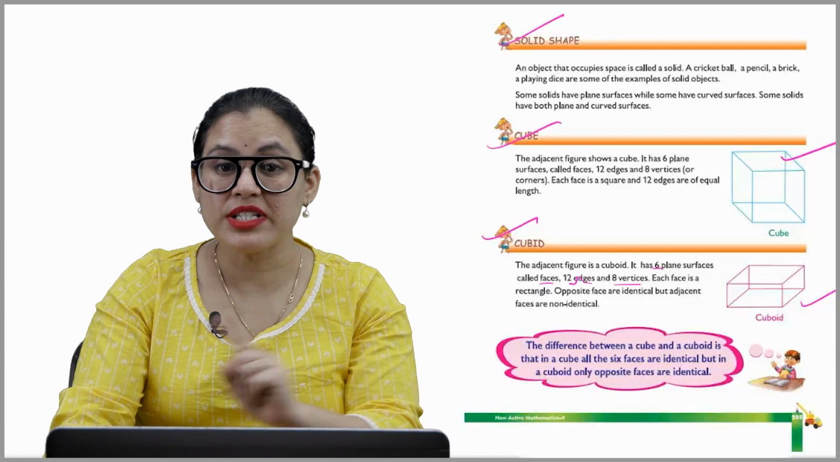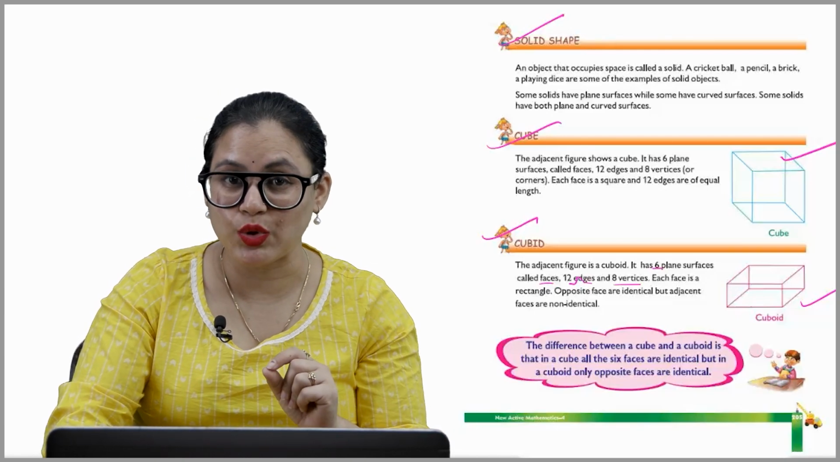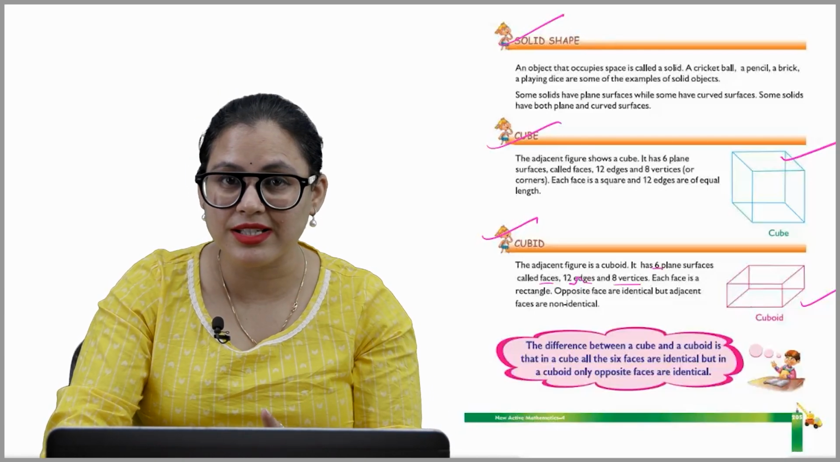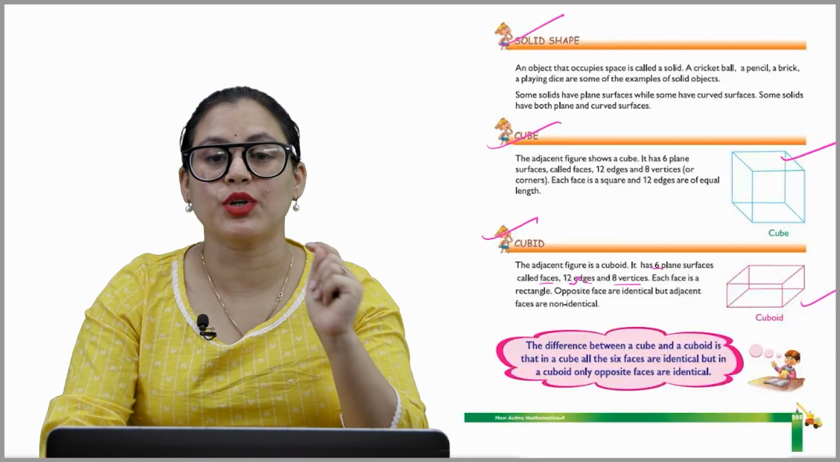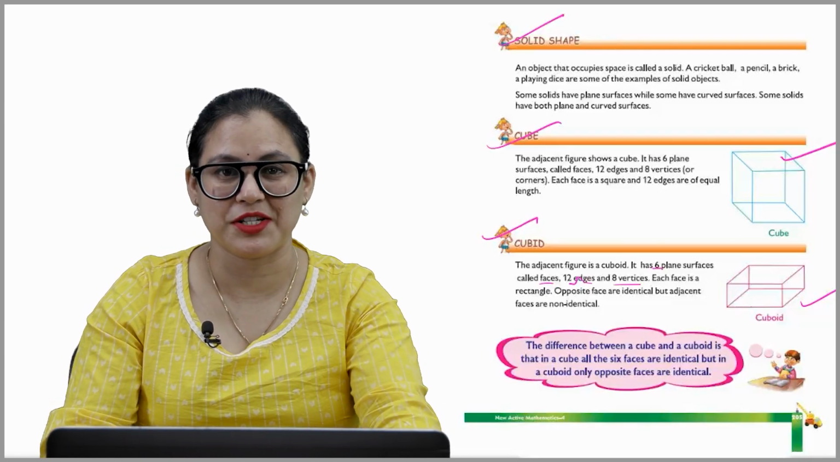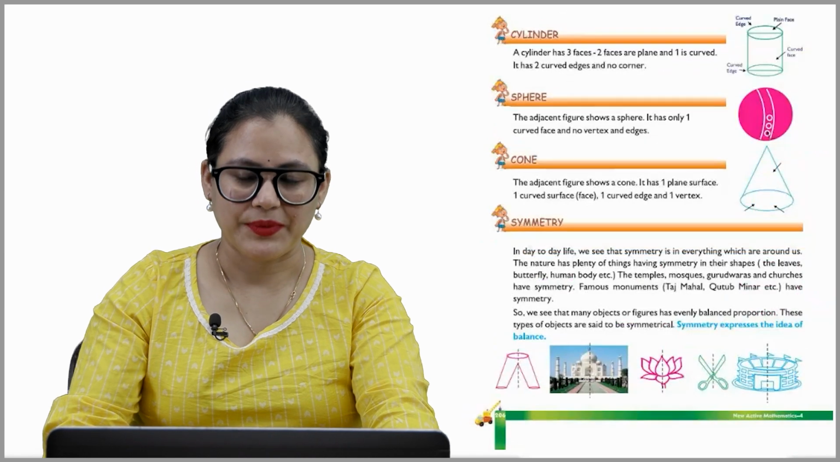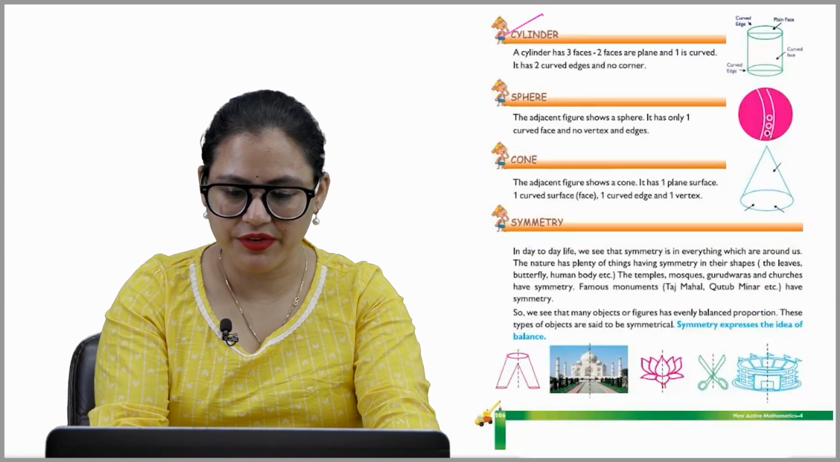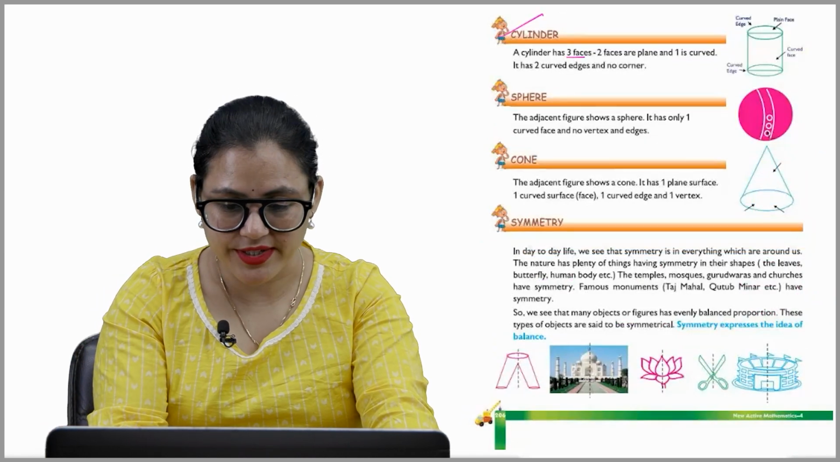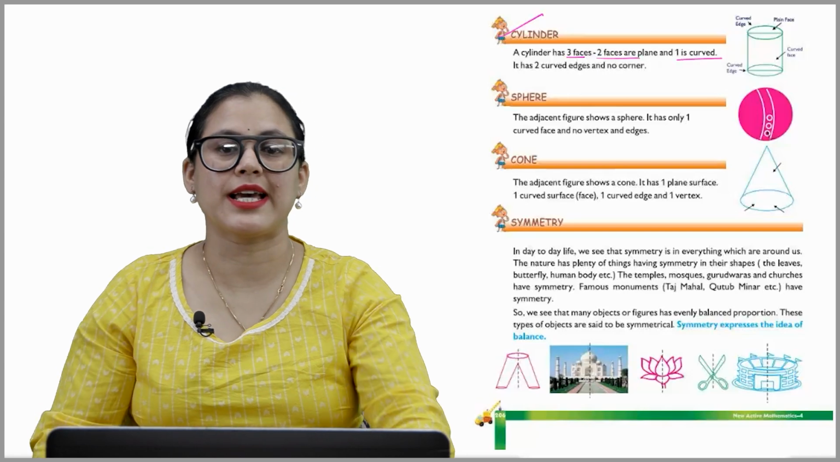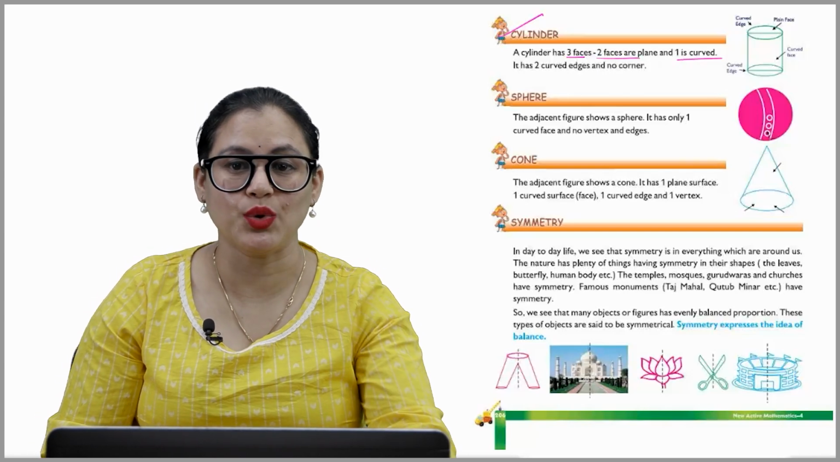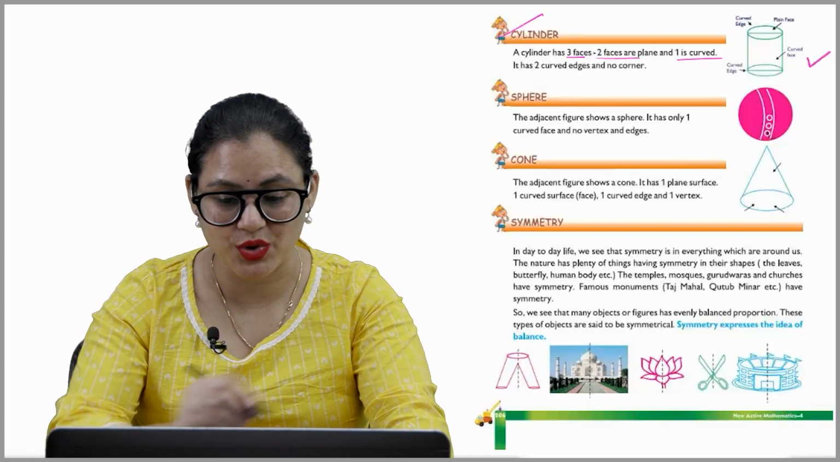The difference between a cube and a cuboid is that in a cube all the 6 faces are identical, means same, but in a cuboid only opposite faces are identical, right? Cylinder. A cylinder has 3 faces, 2 faces are plane and 1 is curved. It has 2 curved edges and no corner, as you can see in the picture.